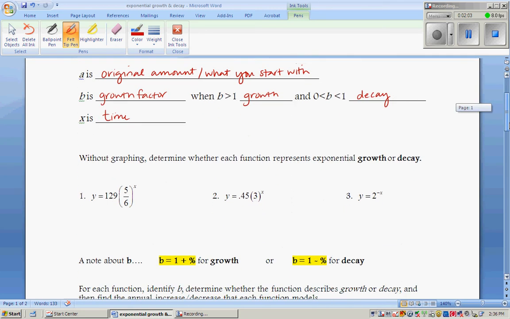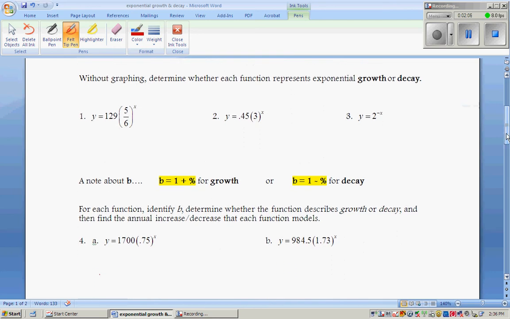So how do you tell whether something is exponential growth or decay if you don't have a graph? Well, again, all we care about is b, so you only need to look in the parentheses. So 5/6, smaller than 1, so this is definitely decay. 3, it's larger than 1, so it is growth. Do not get distracted by all of these other numbers outside.